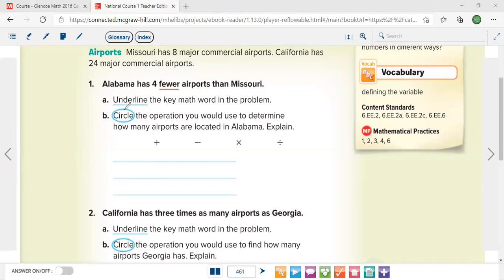Now, circle the operation you would use to determine how many airports are located in Alabama. So let's circle this one, the minus, because fewer means minus, as you know. Now explain, so we are going to say 8 minus 4 equals 4 airports. Now, moving on.